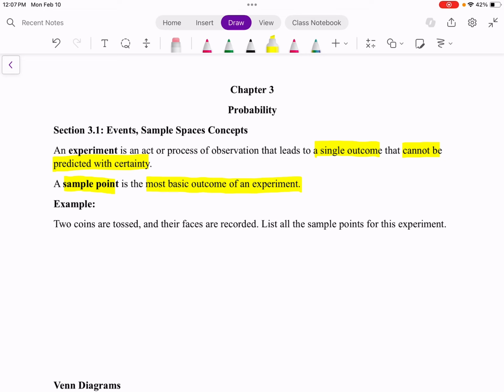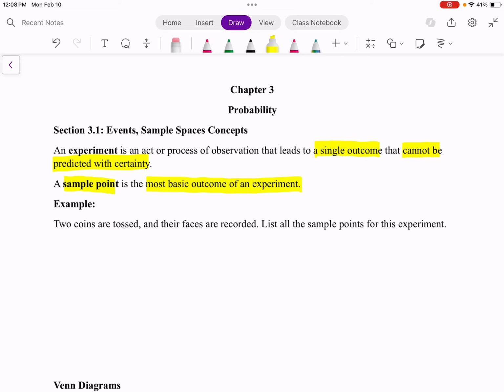Now, if we are tossing a coin, what are the possibilities? The outcomes are head or tail, right? So head and tail are the 2 sample points. When we throw a dice, there are 6 sample points, 1, 2, 3, 4, 5, 6. When we toss a coin, there are 2 sample points. So sample points are the very basic outcomes of the experiment.